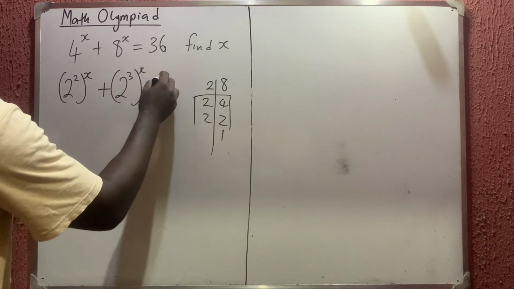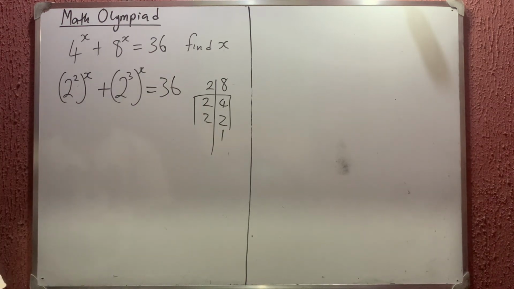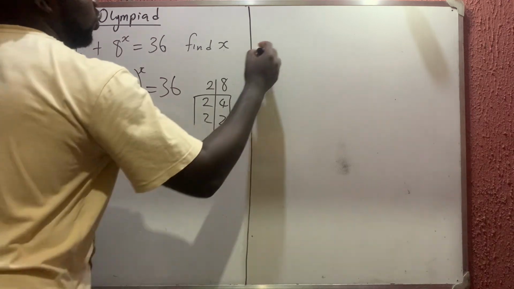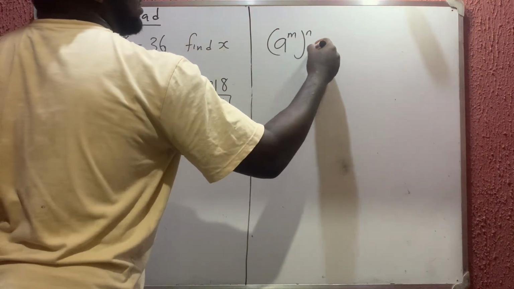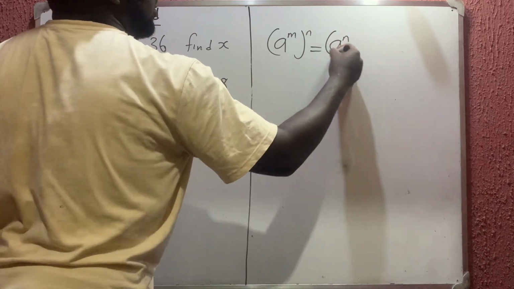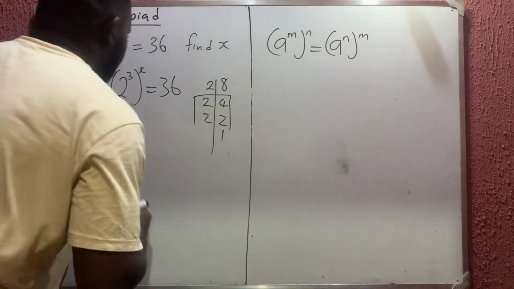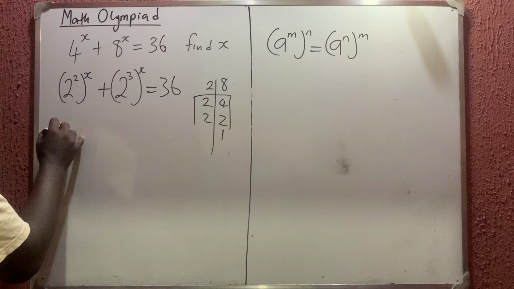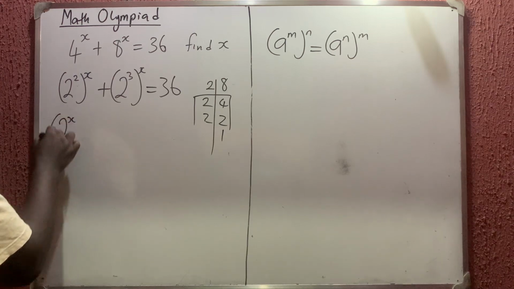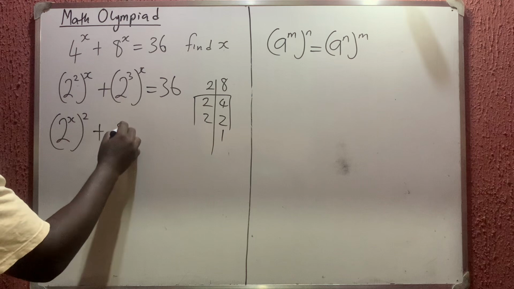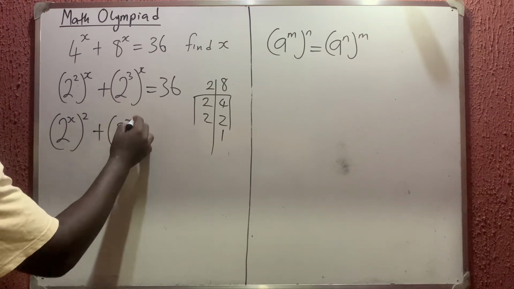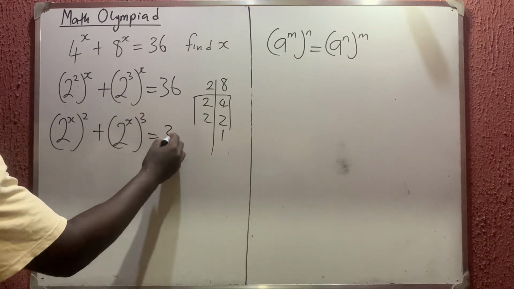Is equal to 36. Now having this, according to indices, you should know that a raised to power m, all raised to power n can still be written as a raised to power n, all raised to power m. So let us write it that way. This is 2 raised to power x, all raised to power 2. They can swap. Plus this one is now 2 raised to power x, all raised to power 3, is equal to 36.